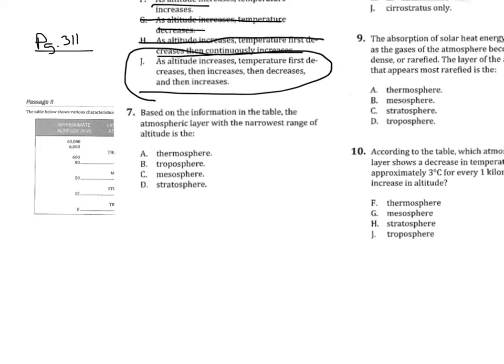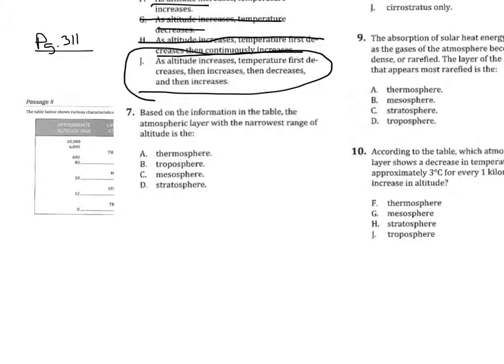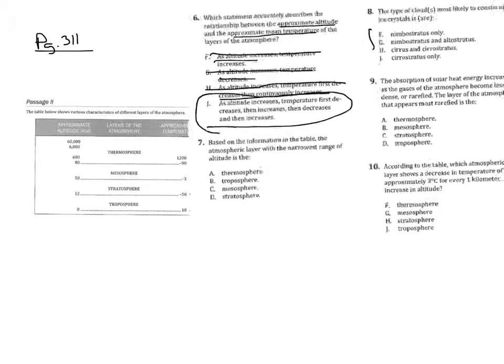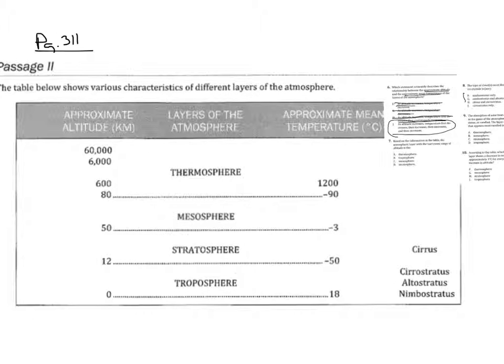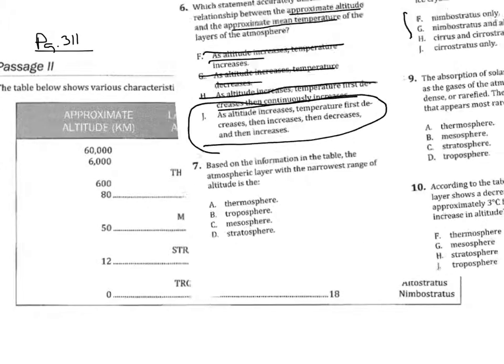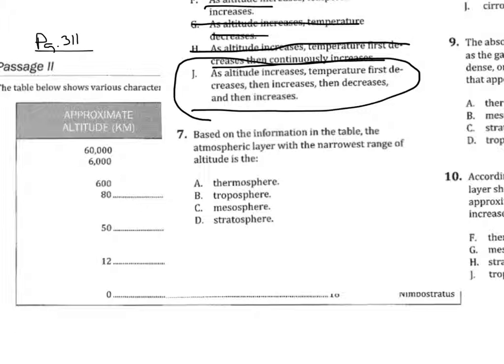All right, number 7. It says, based on the information in the table, the atmospheric layer with the narrowest range of altitude is the... So now I'm going to shrink that down and we'll zoom this up. So look here. My troposphere is here, stratosphere, mesosphere, and thermosphere. So troposphere is only from 0 to 12. Stratosphere is from 12 to 50. Mesosphere from 50 to 80. And then thermosphere from 80 to 60,000. So the troposphere only goes from 0 to 12. So that's our smallest one. So 7 is B.